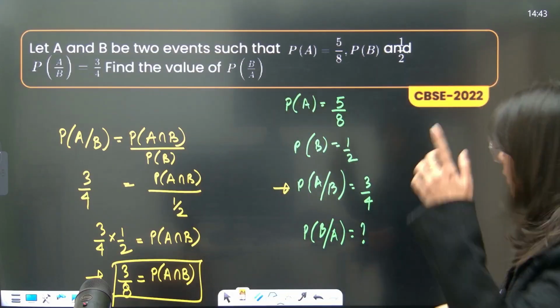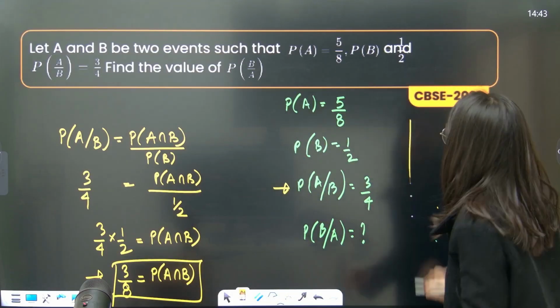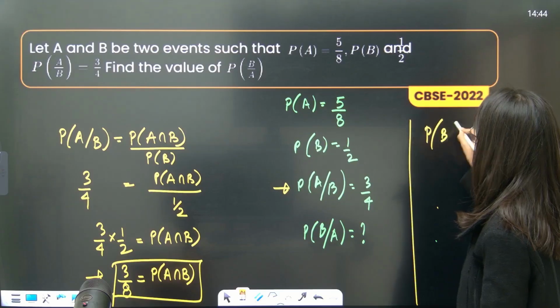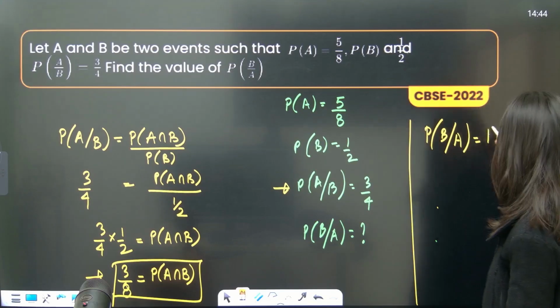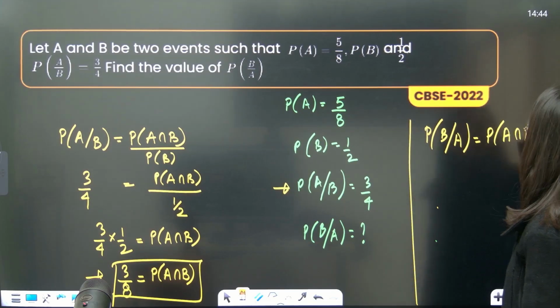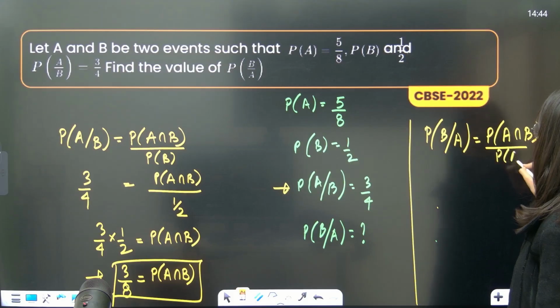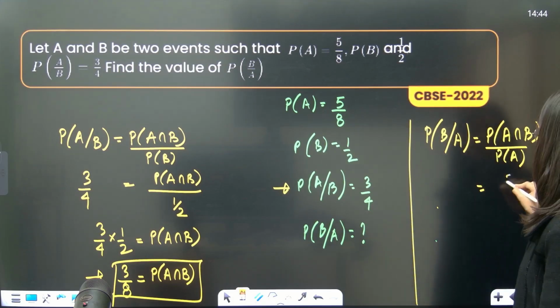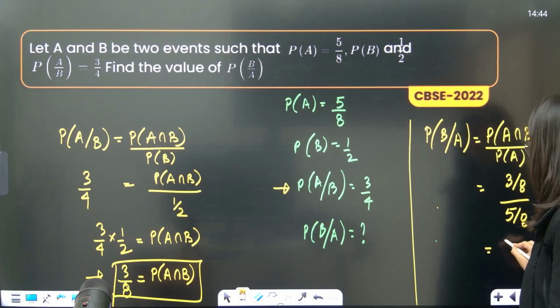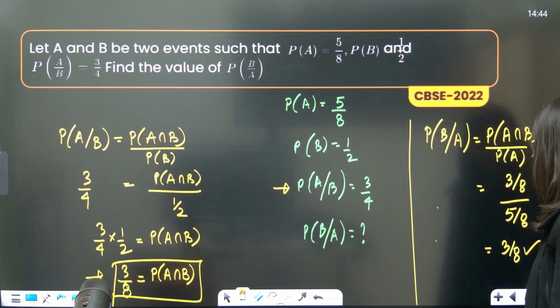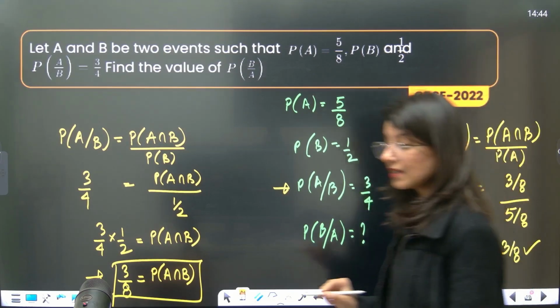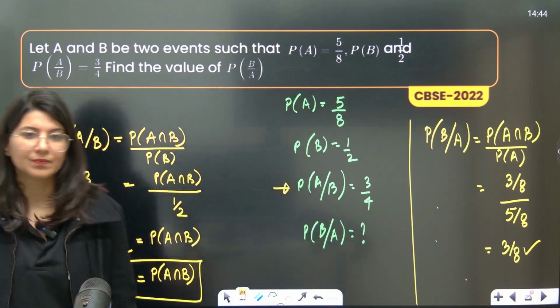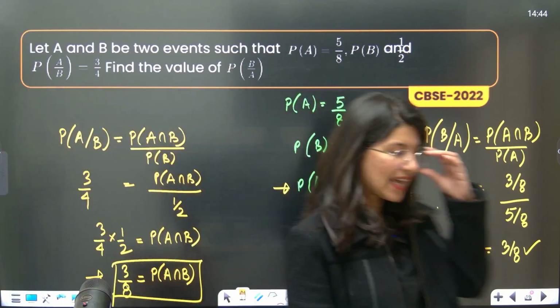Okay. Now, probability of B slash A. What is the formula? Probability of B given that A has already occurred is probability of A intersection B upon probability of A. Intersection is 3 by 8. Probability of A is already given, 5 by 8. So the final answer will be 3 by 5. This is the correct answer. Have a look. Let me know. Okay. You can pause and check.